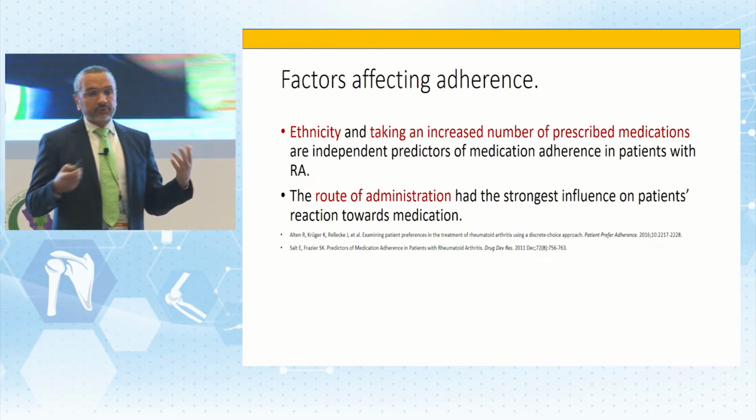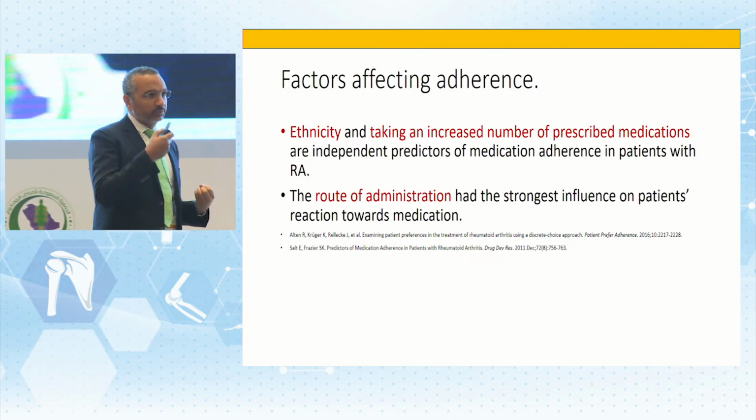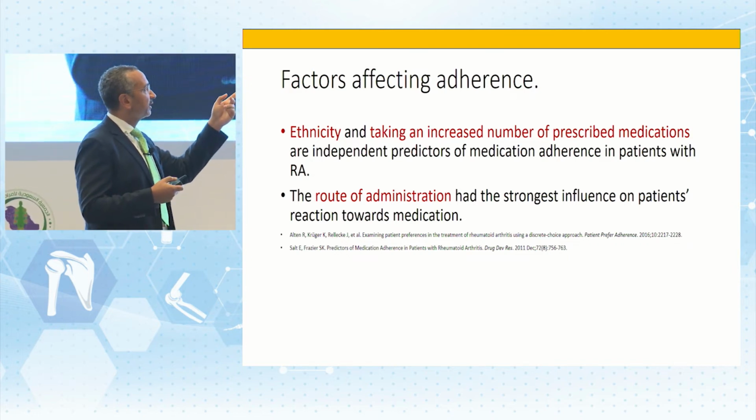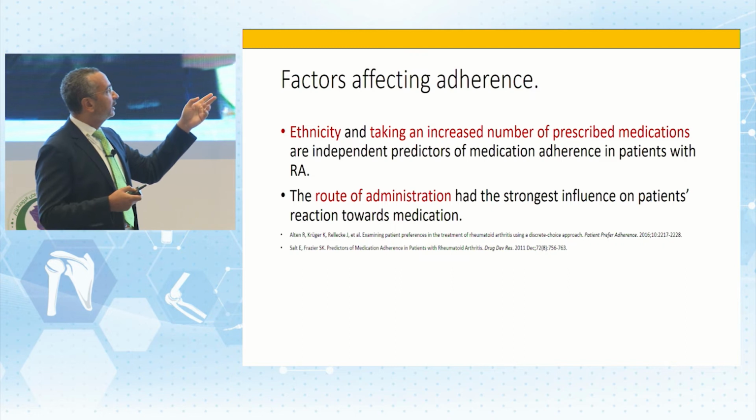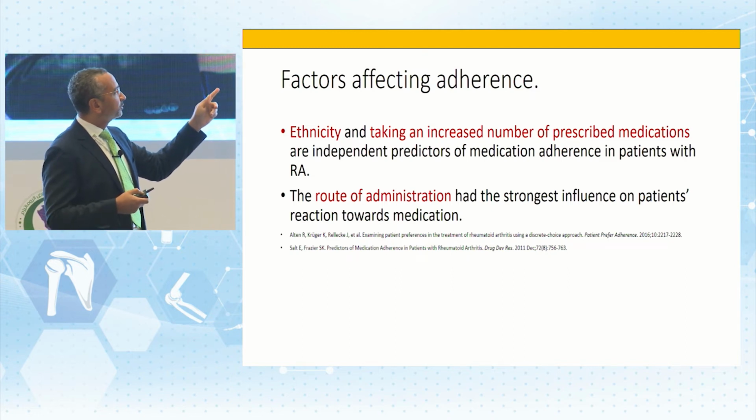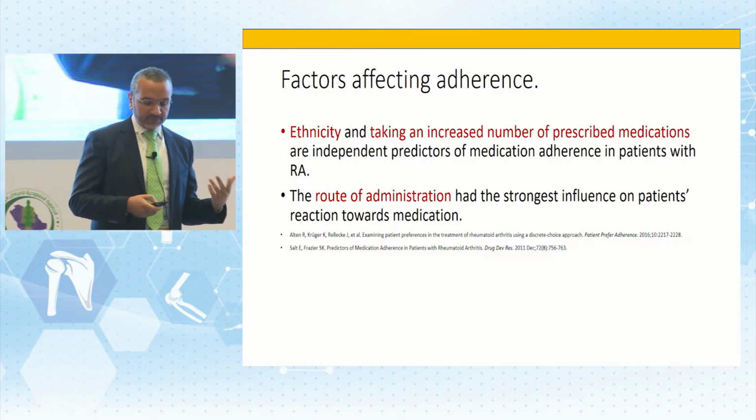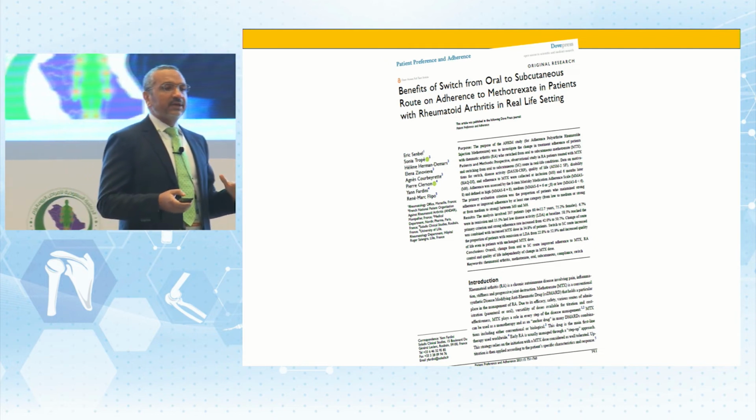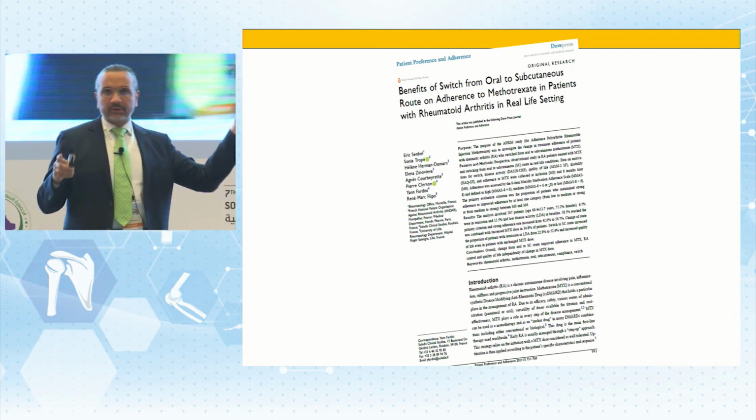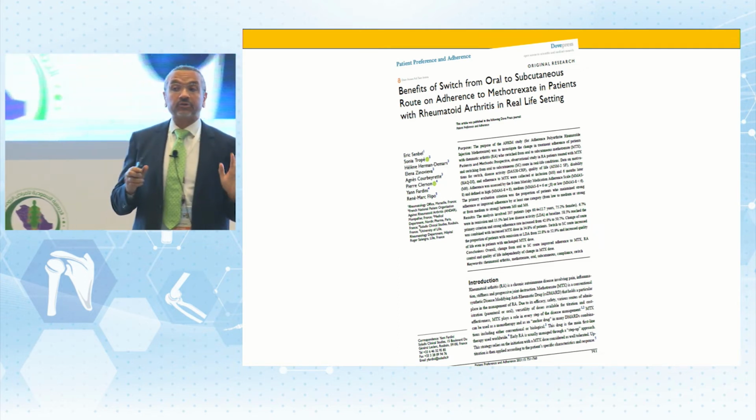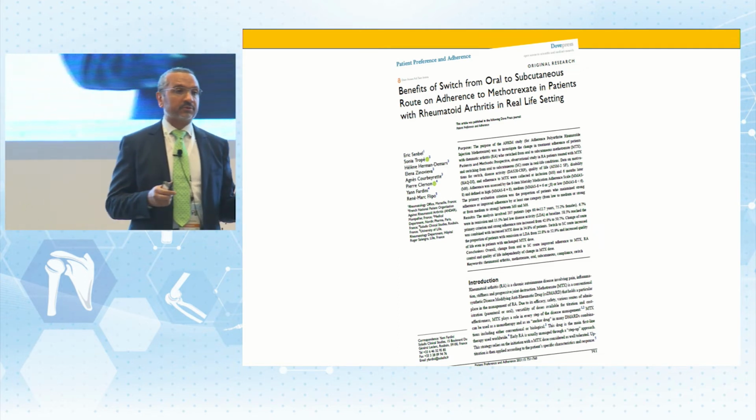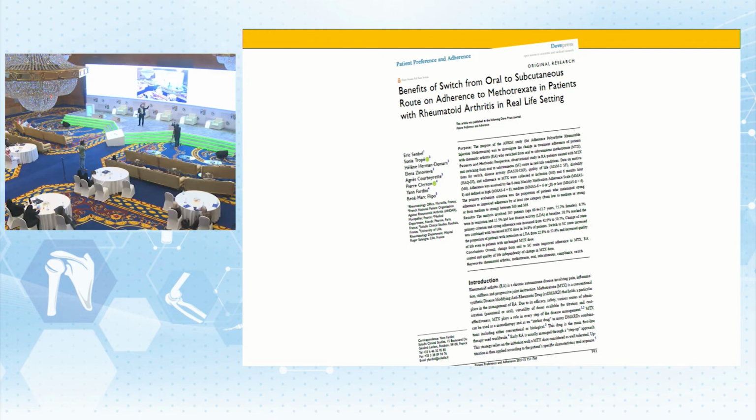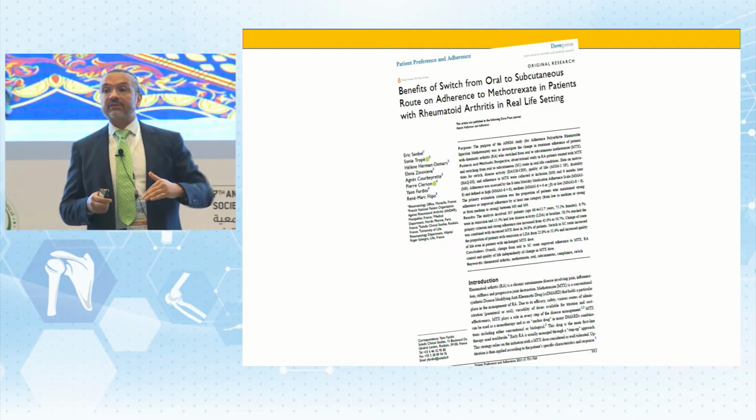Ethnicity plays a role, level of education plays a role. The number of medications patients take per month plays a role in deciding what mode of therapy should be taken. But again, mode or route of administration has the strongest influence on patients' reaction towards medication, and this is something you have to be aware of. Just to give an example of how oral therapy may not be the preferred choice for some patients: if you switch patients who did not improve on oral methotrexate to sub-Q, adherence level has increased.